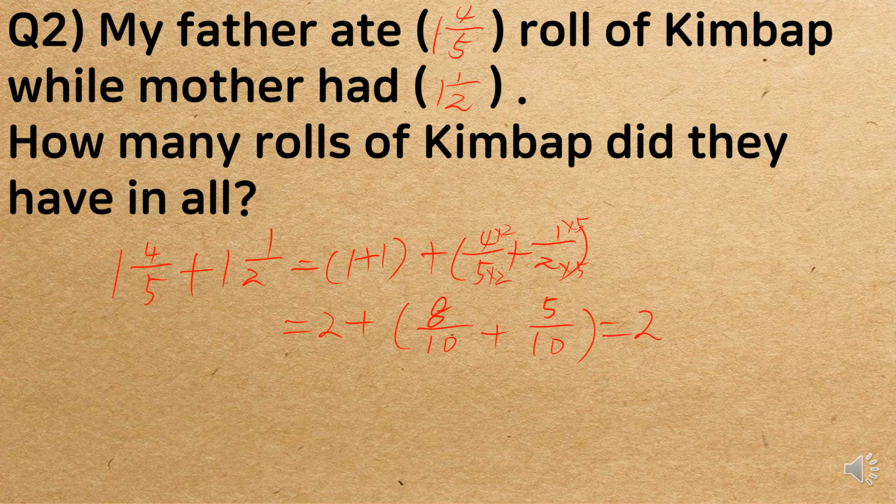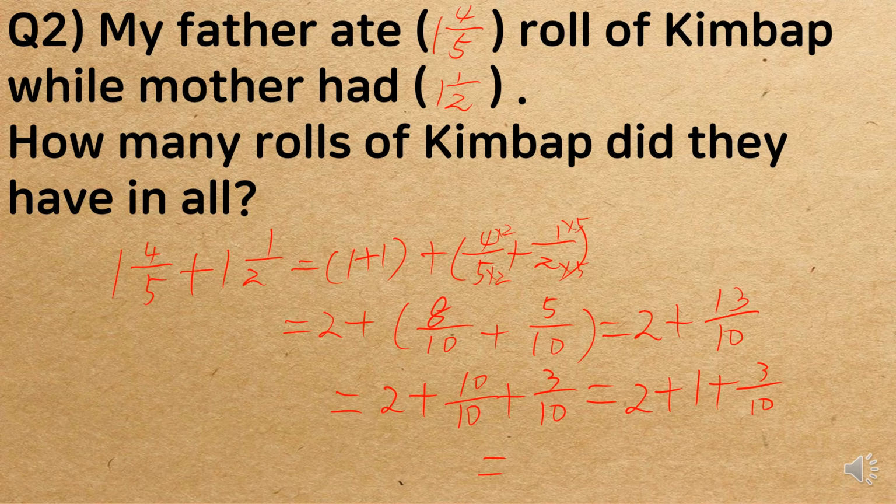Then 2 plus 13 over 10. 2 plus 10 over 10 plus 3 over 10 becomes 2 plus 1 plus 3 over 10. The final answer is 3 and 3/10 of gimbap they had.